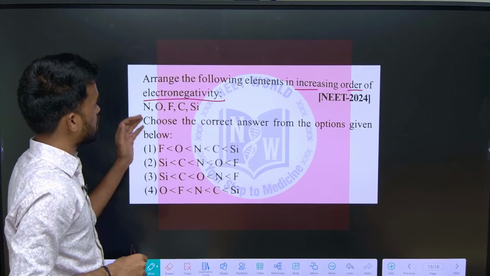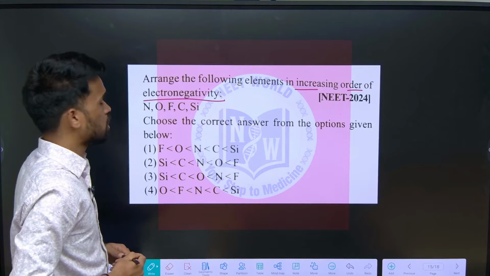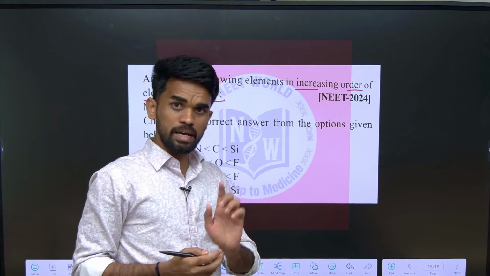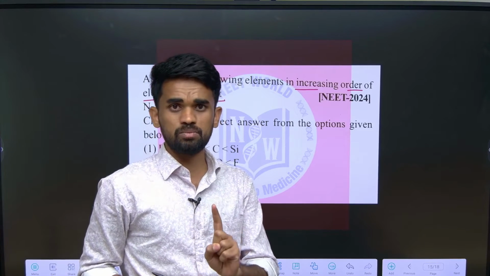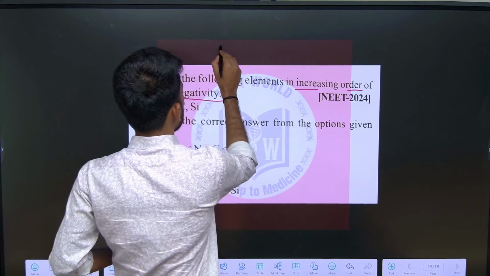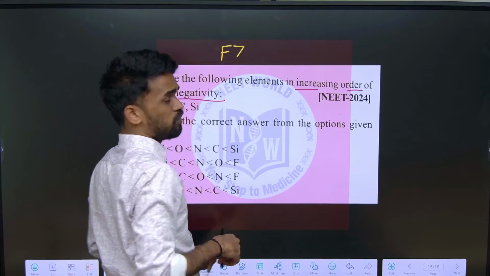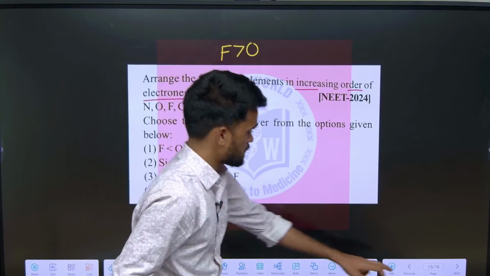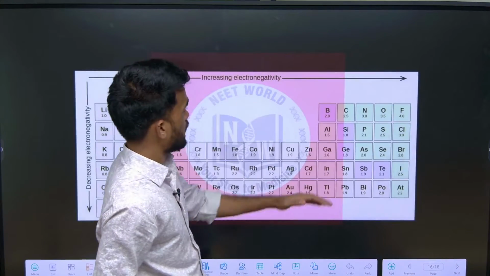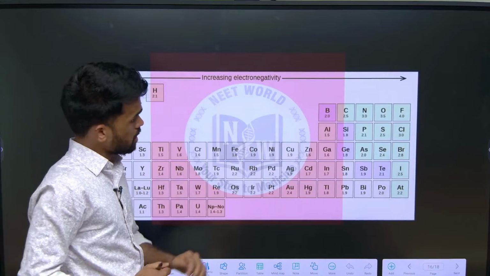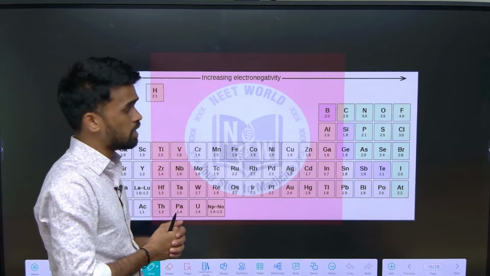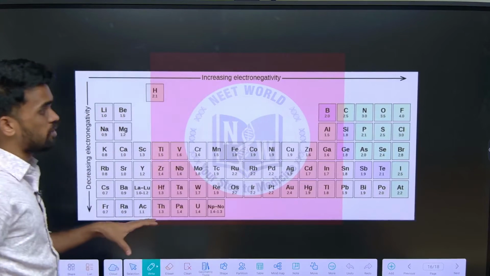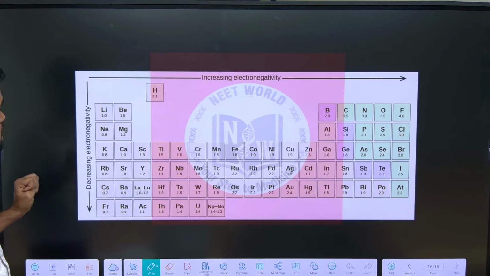Now tell me which element is having more electronegativity. In the periodic table, just remember, the first most electronegative element is fluorine, and the second most electronegative element is oxygen. In the next slide I will be providing you the values of electronegativity. This will be very helpful for your preparation, so take a screenshot of it and you can use it as a reference.